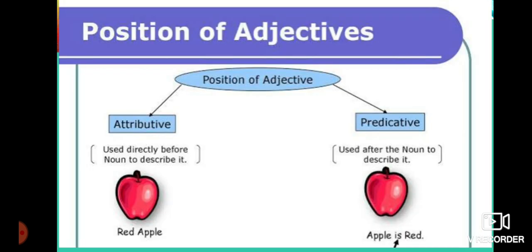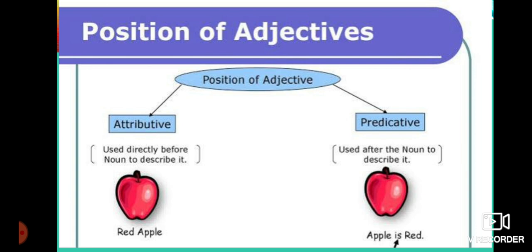Now look at this. We have already learnt about position of adjective. We will just revise it. First, attributive position and predicative position. What is an attributive position? When an adjective is used directly before a noun to describe it. For example, red apple. Here, apple is a noun and red is an adjective. So, children, you can see that here the adjective red is used directly before the noun to describe it.